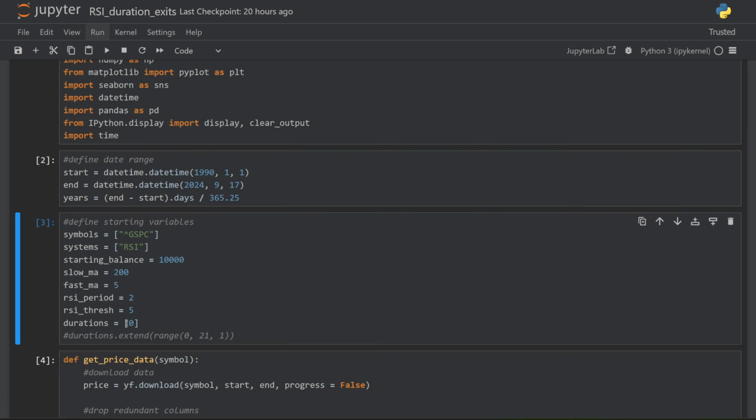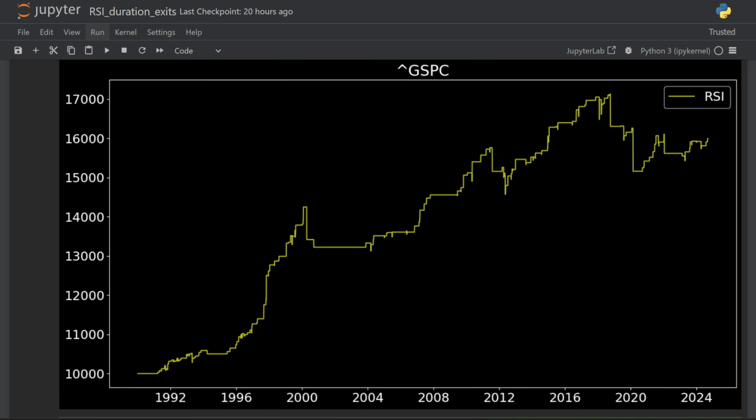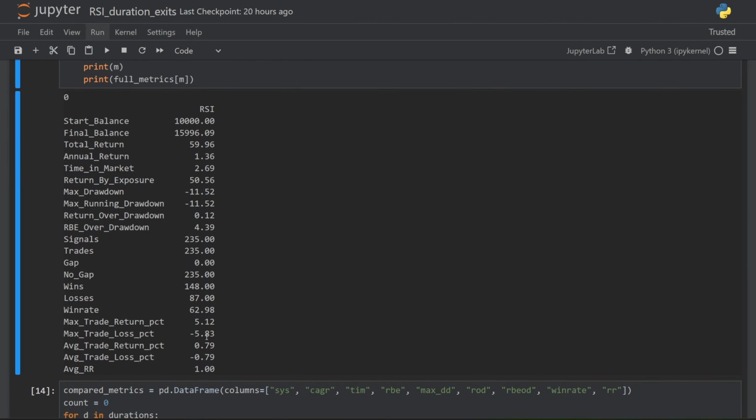To test this out, I can set my duration just to 0 days and see what the results come out to. This is the equity curve. It looks quite similar to the standard RSI2 strategy test from before, although maybe not quite as smooth and linear. But let's look at the metrics and compare them to the RSI2 standard strategy.